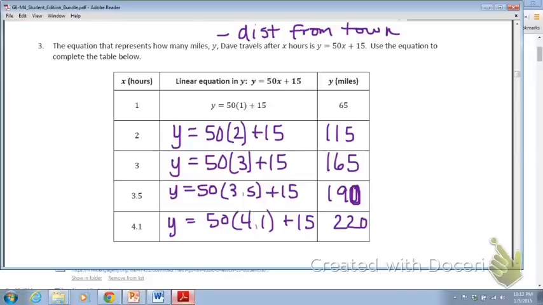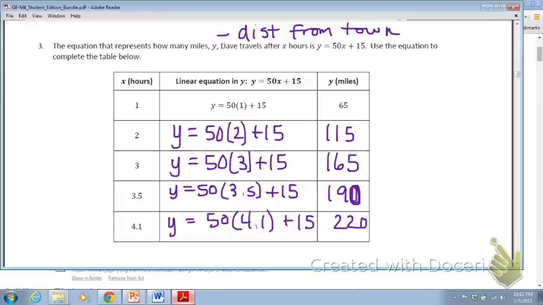Okay, so here's the rest of the table filled in. So I've just taken the number of hours traveled, put it into the linear equation, and done the math, and then used it to find the number of miles that Dave is from the town. Okay, in the next lesson we'll be using tables like this, and we're going to start graphing. So you might want to make sure you have some graph paper for lesson 11.